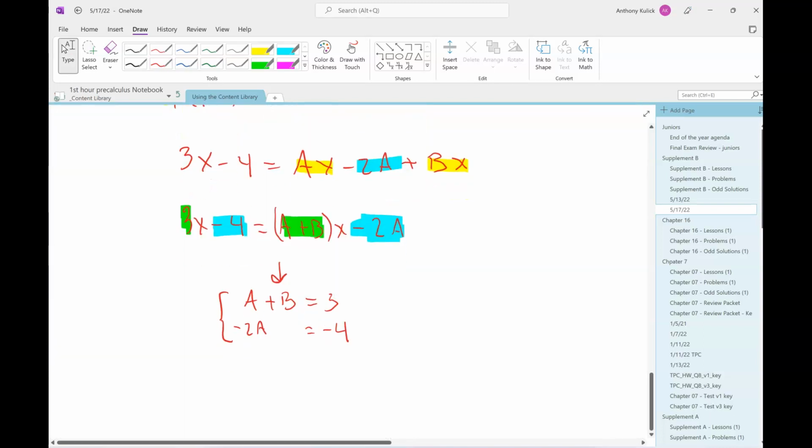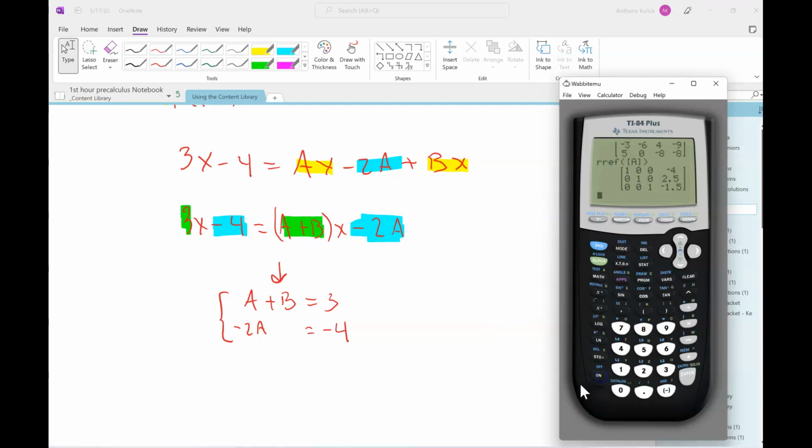And if both those two things have to be true at the same time, like they would in this problem, that creates a system of two equations. And we can solve that system any variety of ways, one of which could be using the matrix on our calculator. So I'll make a 2 by 3 matrix. My entries would be 1, 1, 3, negative 2, 0, negative 4. And then we'll do the RREF on that. So I get that A is 2 and B is 1.